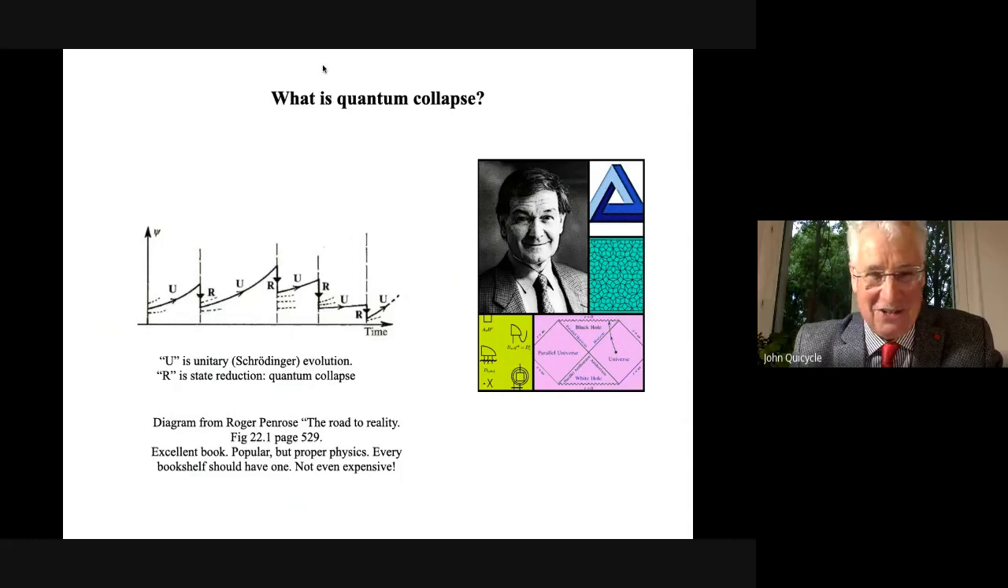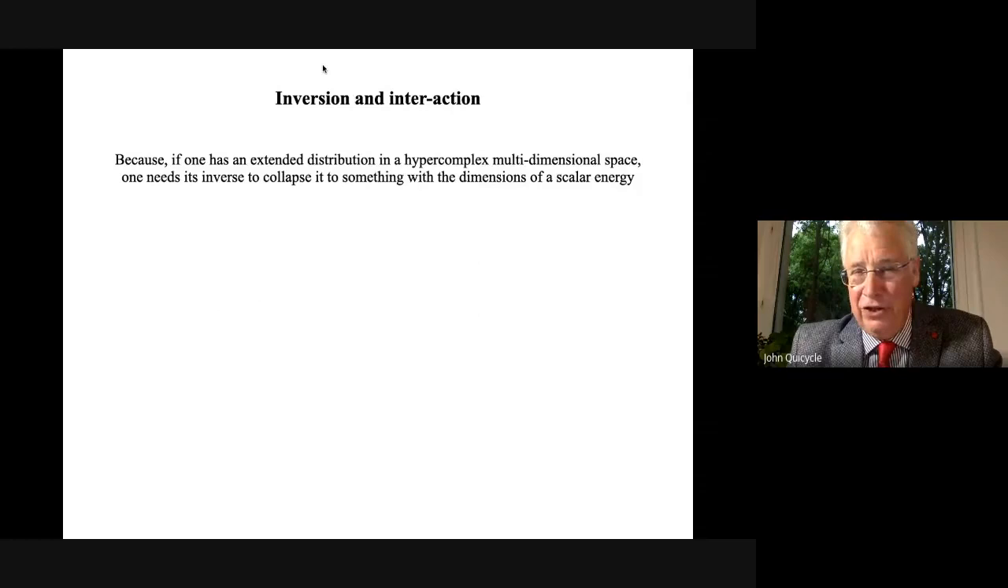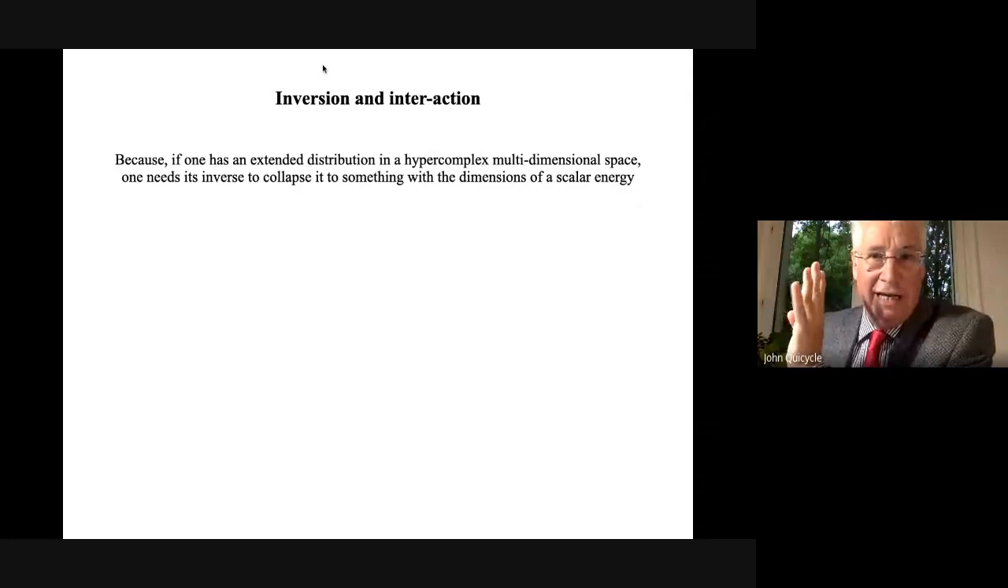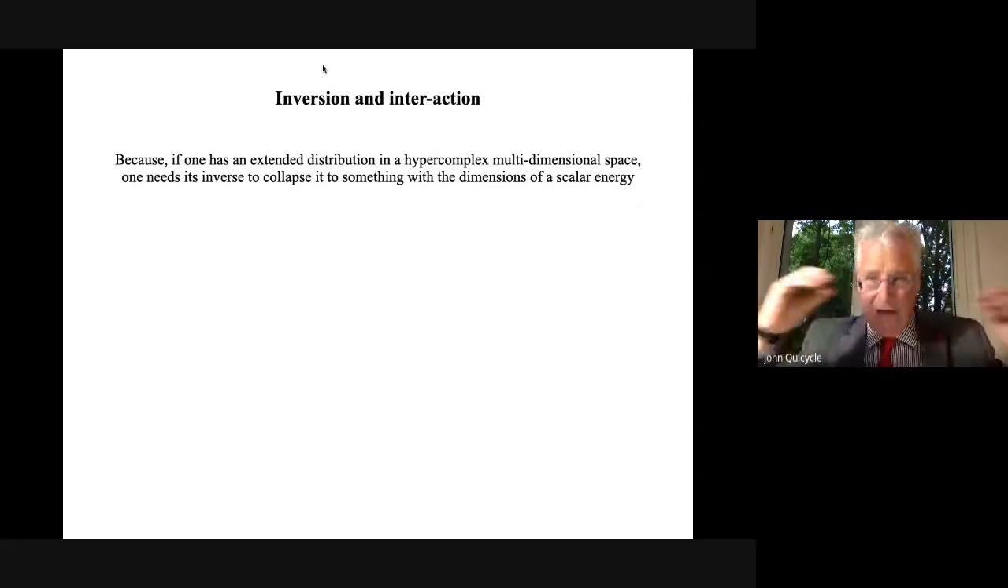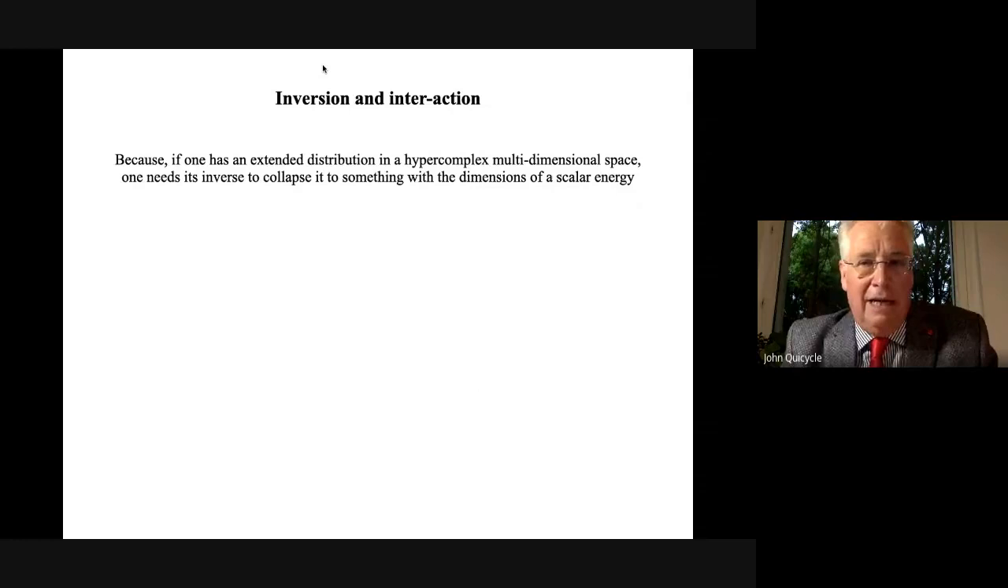Anyway, so what is it about inversion that has to do with interaction? The fundamental reason is what I said before. If you've got some extended distribution, you need an inverse of that extended distribution in a hyper-complex multidimensional space that's also distributed, that can have any shape at all. Although, as I said before, it tends to be stuff which is on the line between emission and absorption by quantum interference.